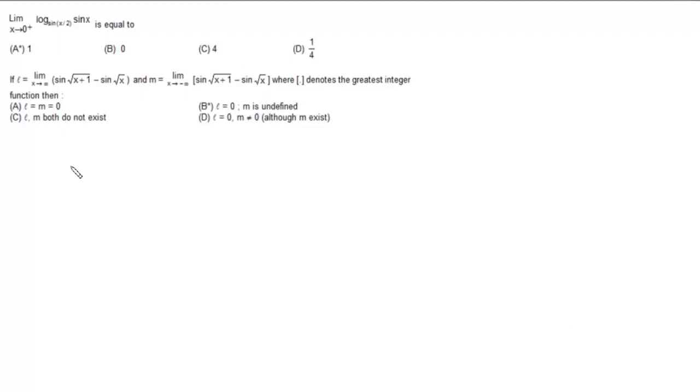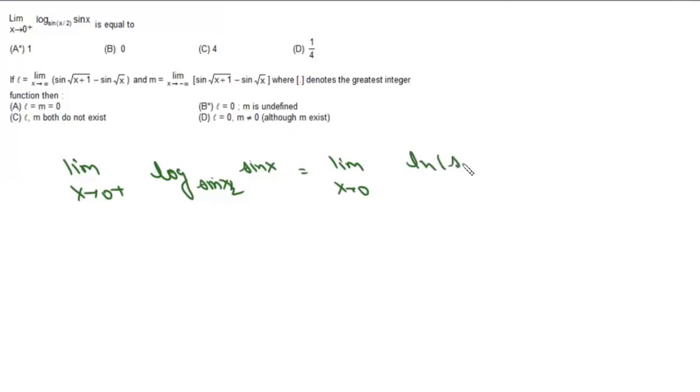Now here this first question is, we need to find this limit, which is limit x tends to 0 positive log sin x to the base sin x by 2. Now we'll write this as limit x tends to 0 ln of sin x upon ln sin x by 2, which is log 0 upon 0, that is infinity upon infinity form. We can use L'Hopital's rule.